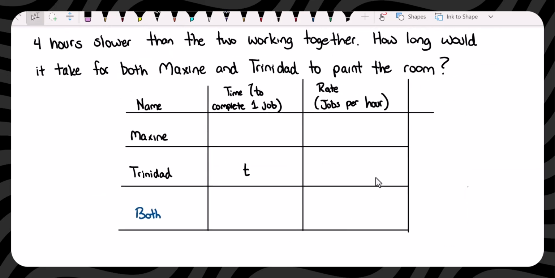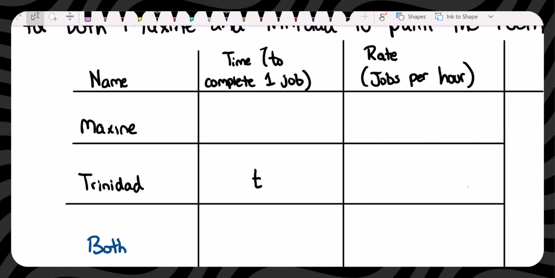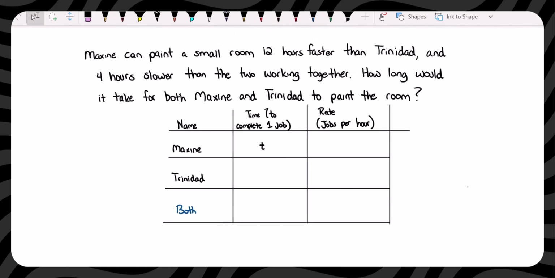You could actually tackle this a completely different way. You could say, you know what, because everything's centered around Maxine, I'd like to just figure out everything in terms of Maxine's speed to complete a job. And that's the way I'm going to do it here. You don't have to. You could do it in terms of let T be the time it takes for Trinidad to do the job. And then based upon that, you know that Maxine's time is just 12 hours faster, right? Well, all right.